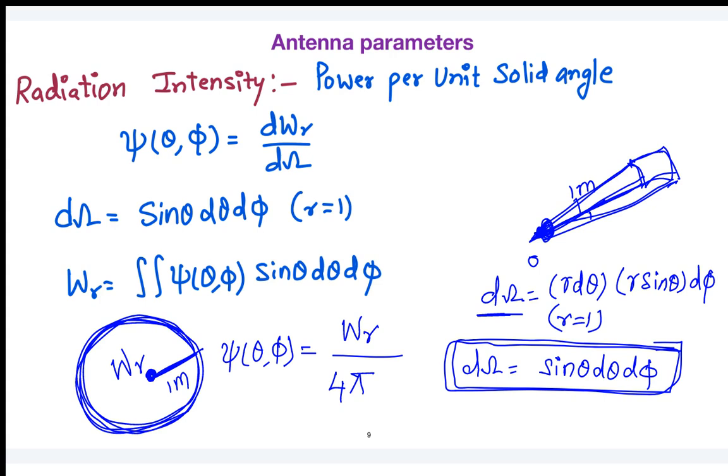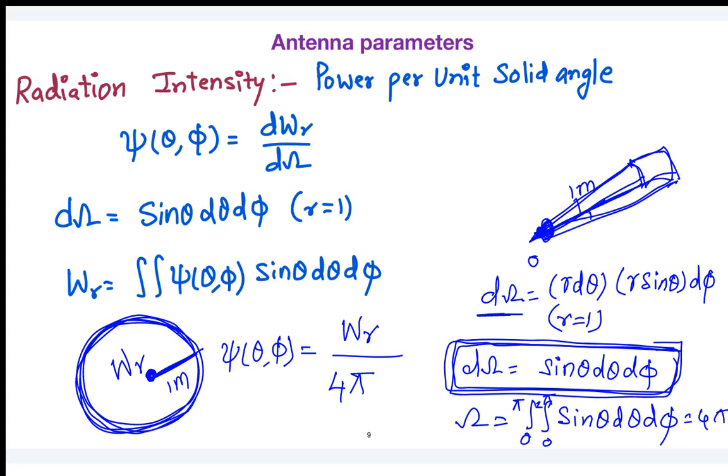How to do that? You know the solid angle equation, right? So to compute the total solid angle, what you have to take? Double integral of sine theta d theta d phi. If it is a complete sphere, theta varies from 0 to 180 degrees and phi varies from 0 to 2 pi. So if you do that, you will get 4 pi, so basically 4 pi steradians. The unit of solid angle is steradian. So for the complete sphere, you can take the solid angle as 4 pi steradians using this equation.